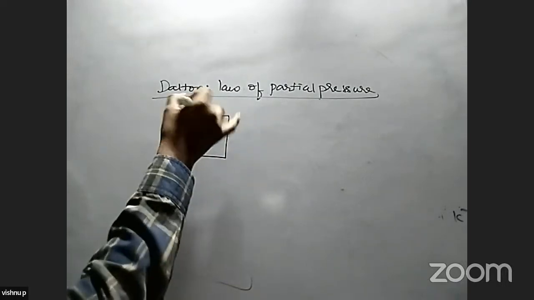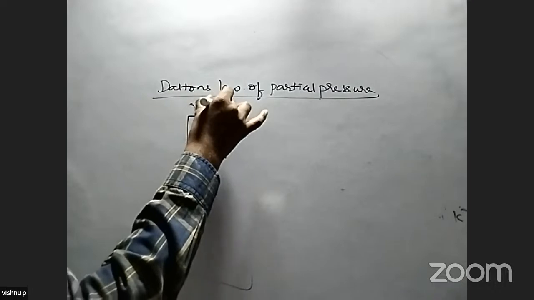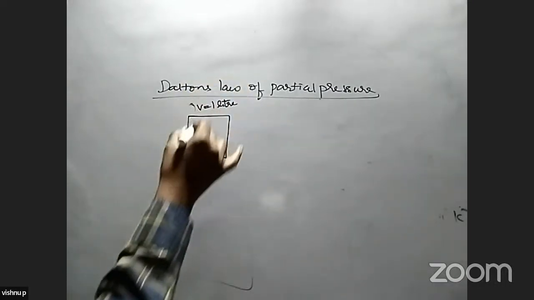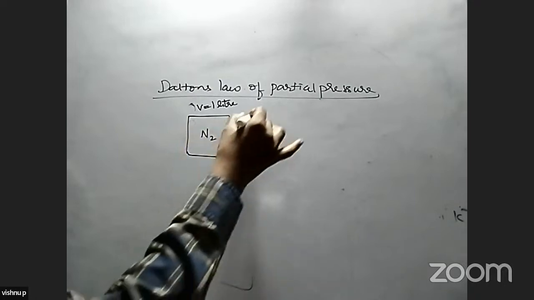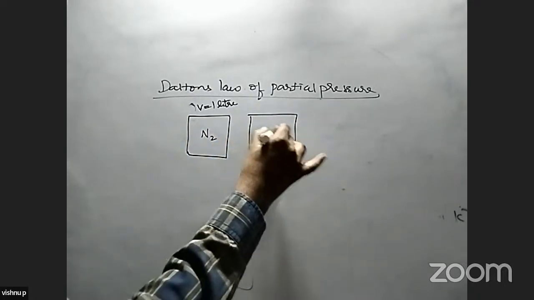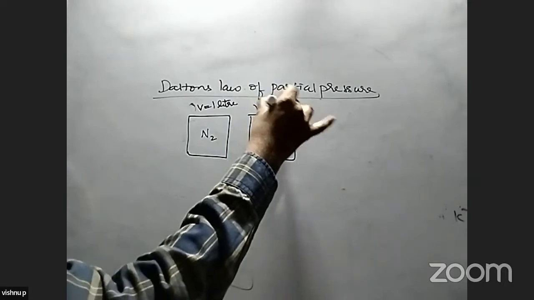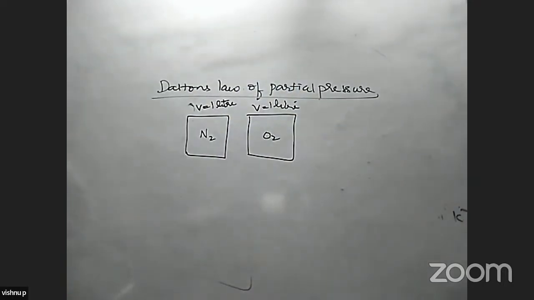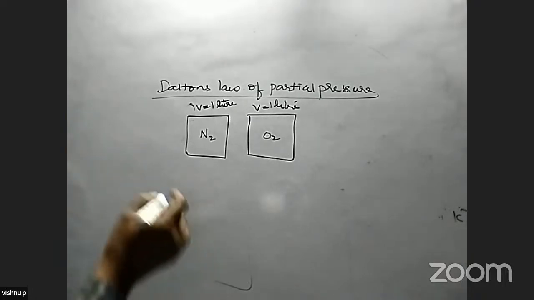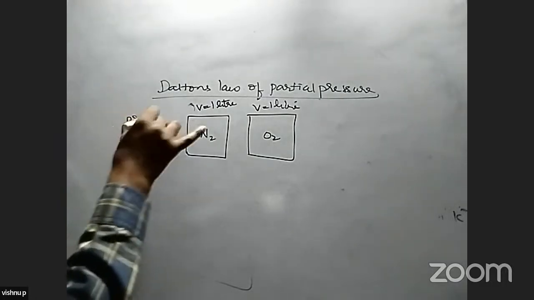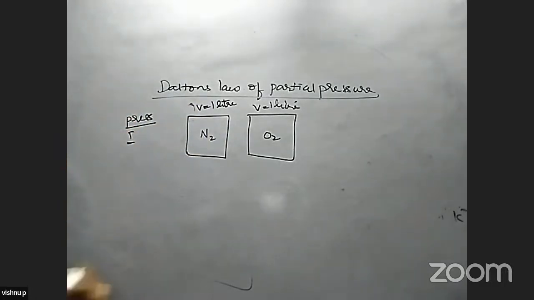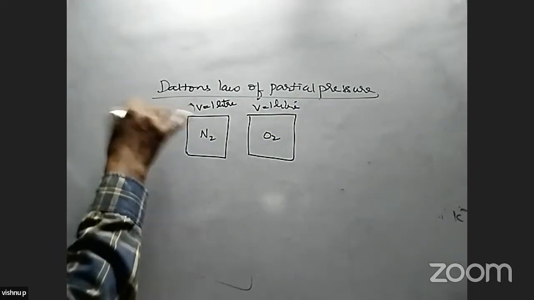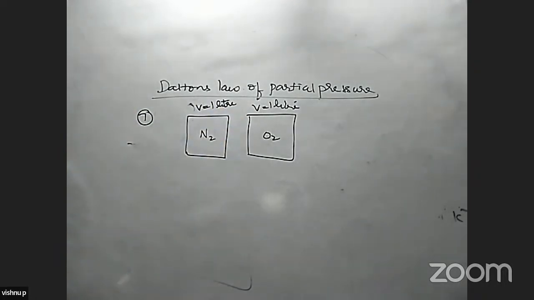This is one vessel. We take a volume of 1 liter, one container. Here N2 gas is present, and in one more container, we take the example of O2 gas present with a volume of 1 liter. N2 and O2 are not involved in reaction at normal conditions. Only at very high temperature does nitrogen react with oxygen, and we maintain the same conditions of pressure, same conditions of temperature, and the volume is also the same.